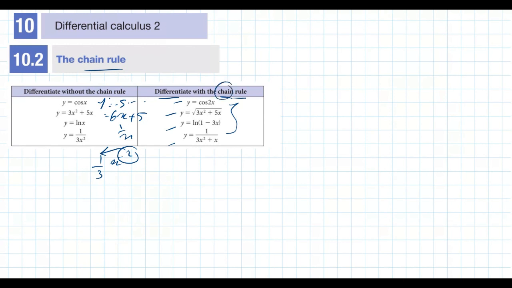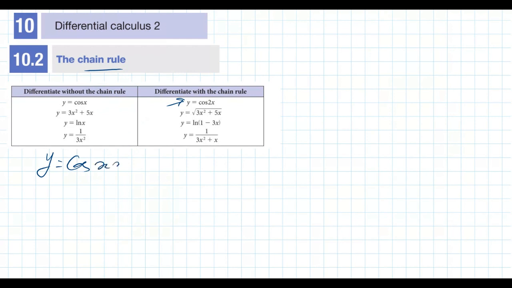How can we use it? I'll solve some of them using the chain rule. To apply the chain rule on the first equation, y equals cosine 2x. You're going to let, or substitute, u equals 2x. Then instead of this 2x, you put y equals cosine u.